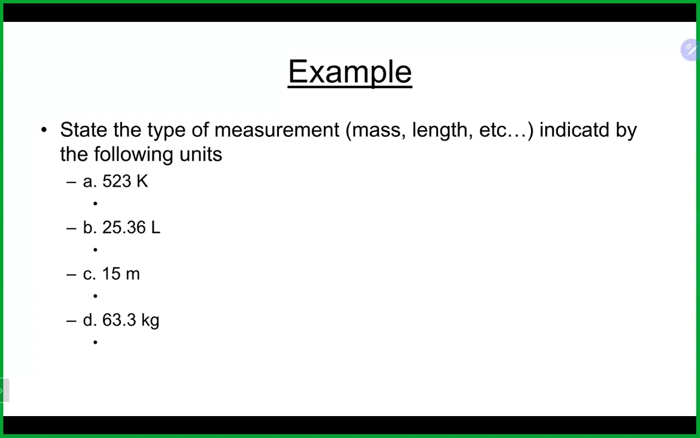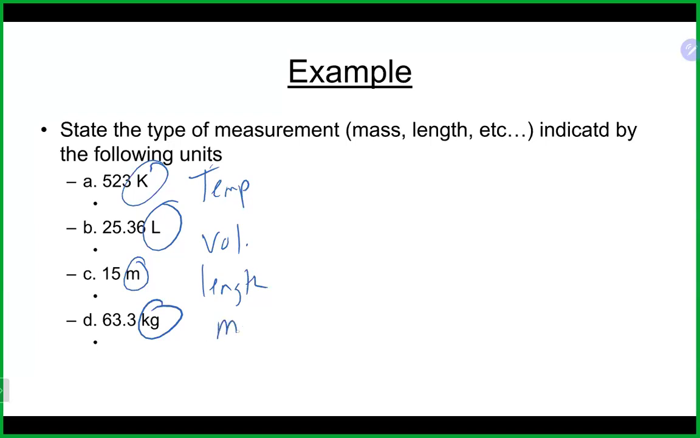We also talked about last time the importance of understanding what those units represent in terms of what type of measurement. So when we see something like 523 Kelvin, we should know that Kelvin is a temperature unit, right? And if I have 25.36 liters, liters is what type of unit? It is a volume, yep. And 15 meters would be a length, yeah. And kilograms would be a mass, yeah.